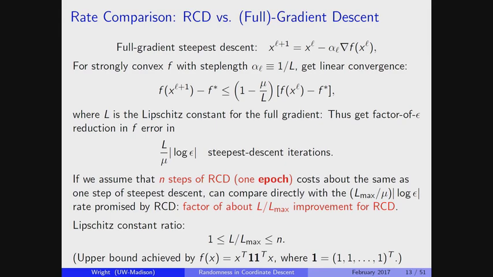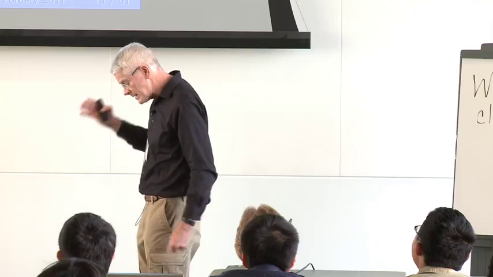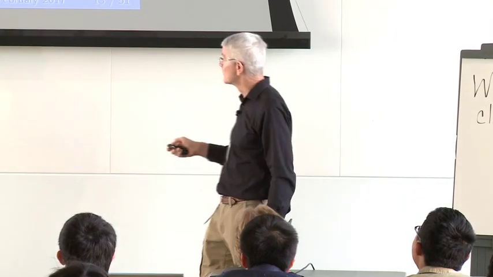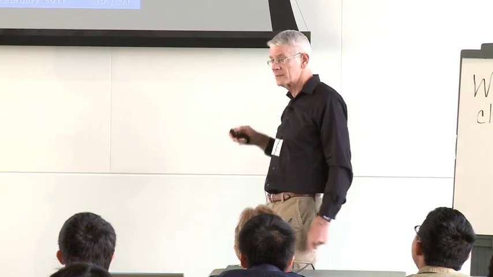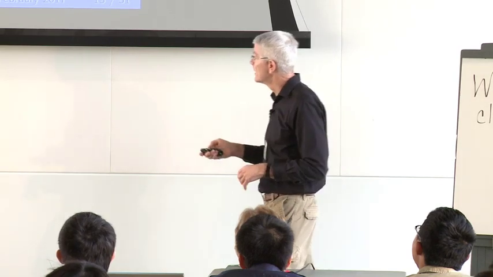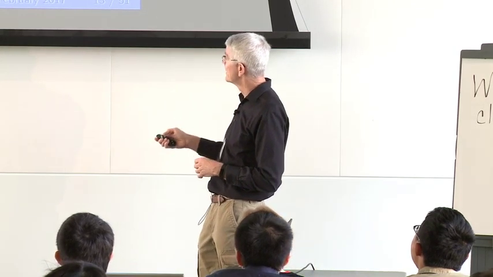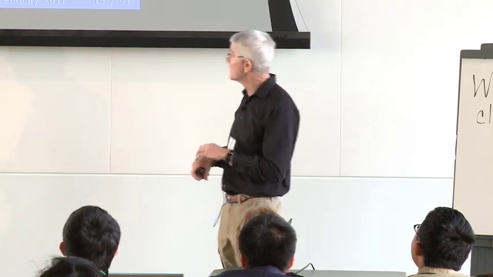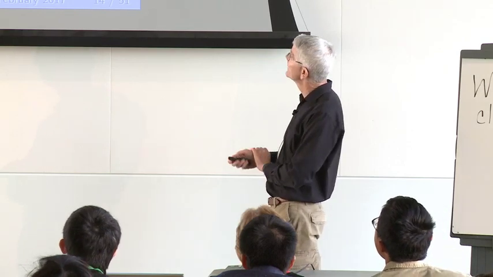And we'll see that some of the examples that I analyze in the second part of the talk really have this property where L over L max is pretty big. So this ratio does accurately predict the difference between steepest descent and randomized coordinate descent. Okay, so that's maybe the simplest, the most elementary one of the three variants to analyze.